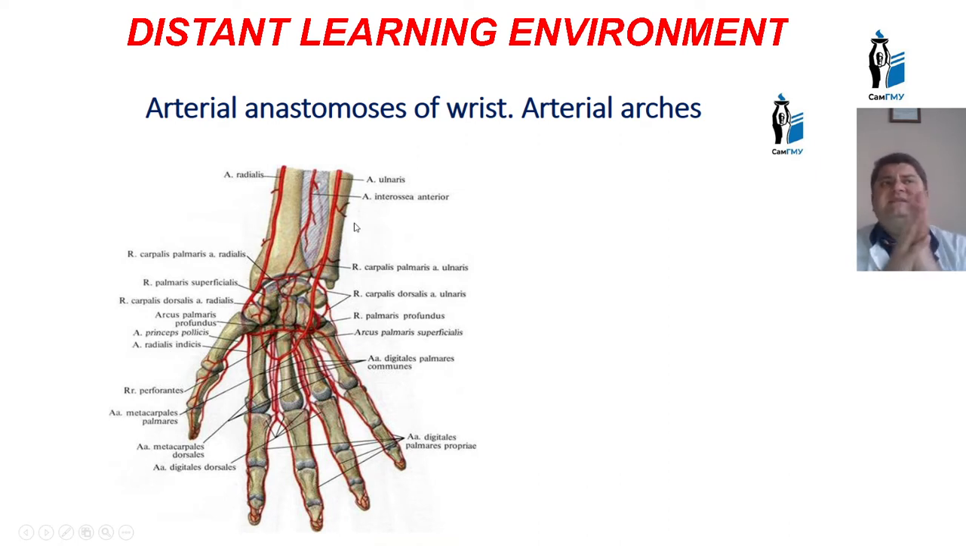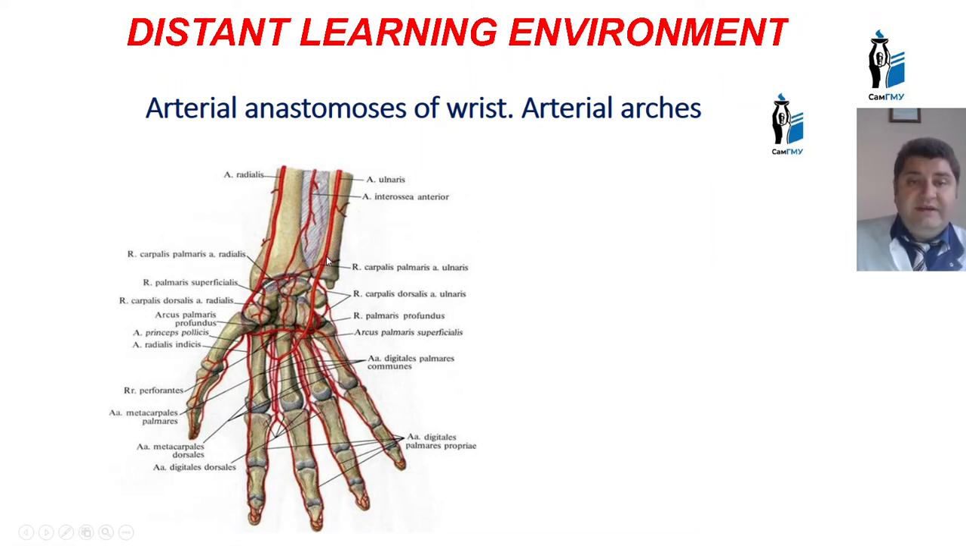We must say that the radial artery, ulnar artery, and interosseous anterior and posterior arteries give branches for the muscles of the forearm. Also they give branches for the bones of the forearm, for the ulna and the radius, and they also pass into the distal part of the forearm to the wrist. And now you can see that they form the wrist arterial network.